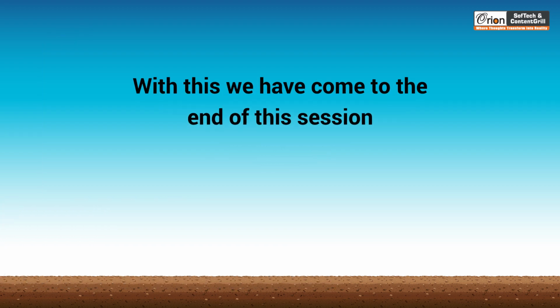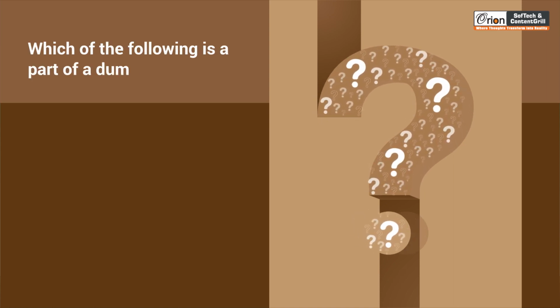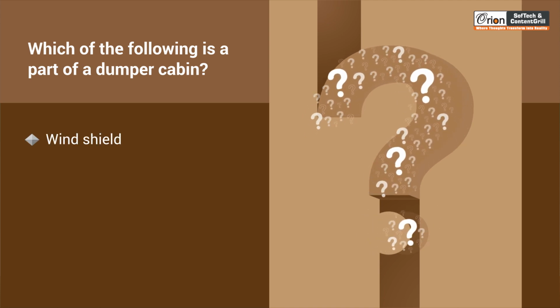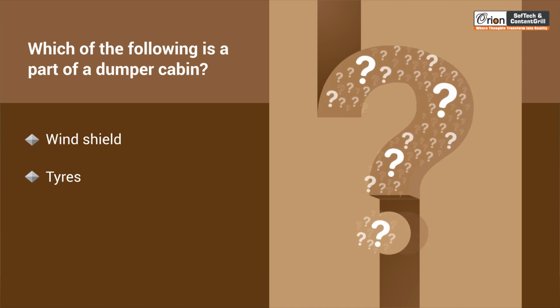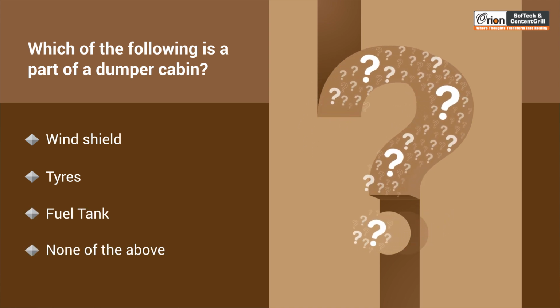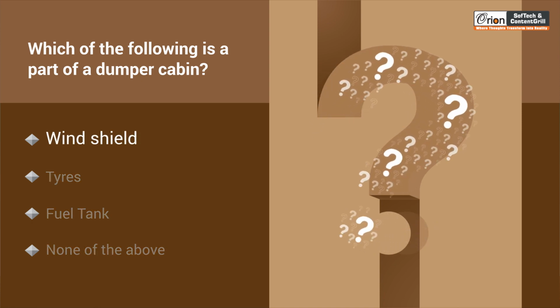With this, we have come to the end of this session. Let us now evaluate our understanding. Which of the following is a part of a dumper cabin? Windshield, tires, fuel tank, none of the above. Yes, you guessed it right. It's windshield.